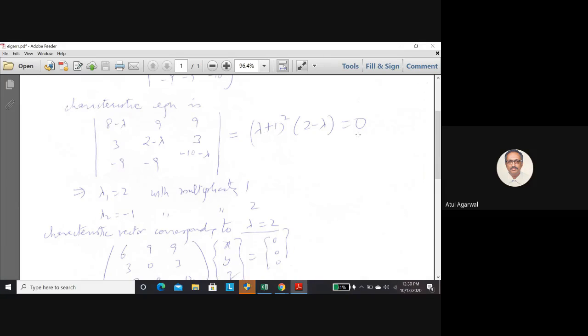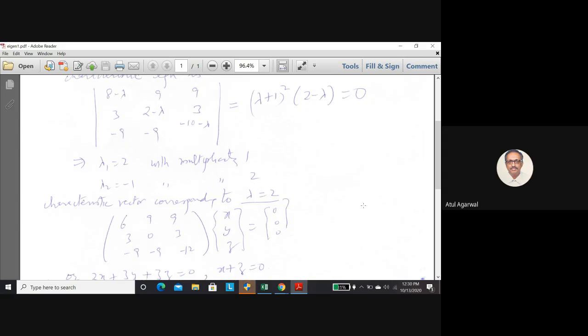So what are the eigenvalues? 2 minus lambda is equal to 0 and lambda plus 1 is equal to 0. So lambda is equal to 2 is one eigenvalue and lambda is equal to minus 1 is another eigenvalue. So lambda is equal to minus 1 has a multiplicity of 2, while lambda is equal to 2 has a multiplicity of 1. I think you understand the multiplicity, because you see here it is lambda plus 1 into lambda plus 1. So you get lambda is equal to minus 1 as eigenvalue twice.